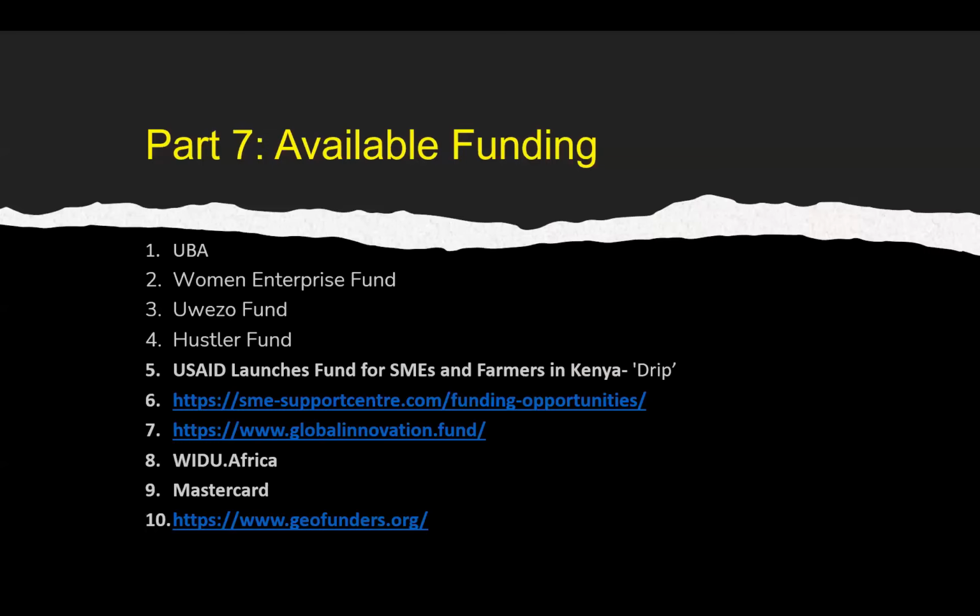So this is almost the last slide for this discussion. I want to share with you some funding opportunities, which you can Google. There is UBA, which I'll share with you in a while. The Women Enterprise Fund, I shared it earlier. The Weather Fund, the ASLA Fund. USAID has launched funding for SMEs and farmers in Kenya through the DRIP project. There is the SME support center, which I shared with you, the Global Innovation. Then there's We Do Africa, a platform which is supported by the diaspora, but it can support you even locally. There's also MasterCard and GeoFunders.